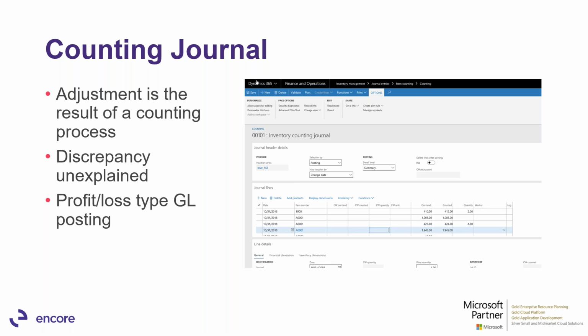Okay, so the main points to remember here is that the situation to use the counting journal in is a count process. That could either be a planned count process or a count process that's triggered by a certain situation happening on the floor. Then it's important to remember that whatever discrepancy we discover is usually unexplained, and that as a result of that, the system will automatically post against a profit loss type GL offset account that we have set up previously when we configured the system, and we do not have the ability to change that. Okay, so that was the counting journals very briefly.